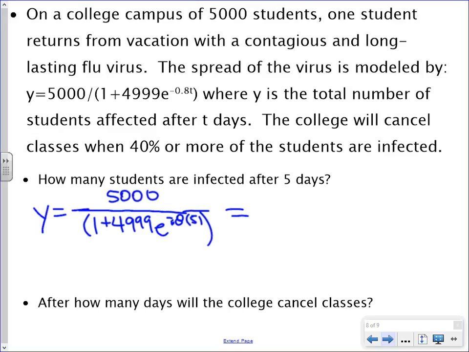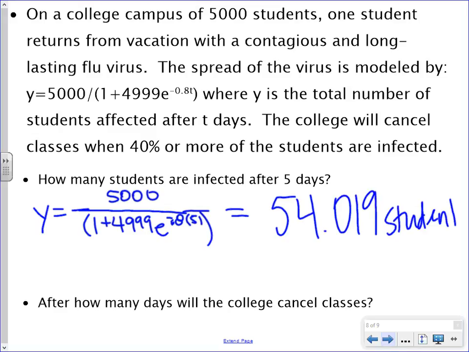After 5 days, how many students have the flu? 54.019. So in real life, 54 students have the illness. Questions on how we got that in our calculator?